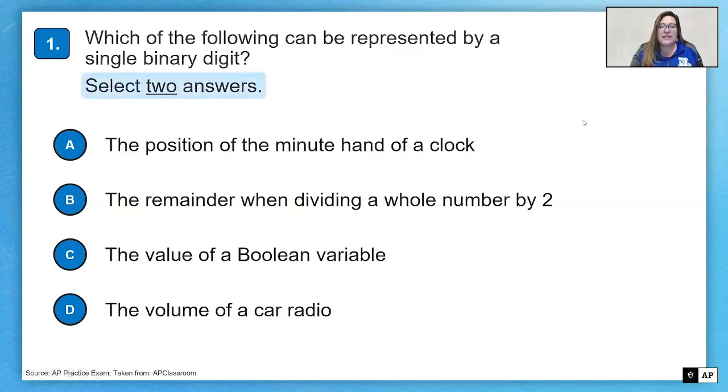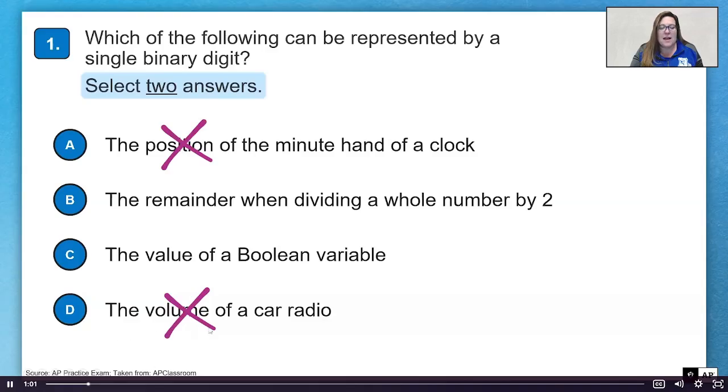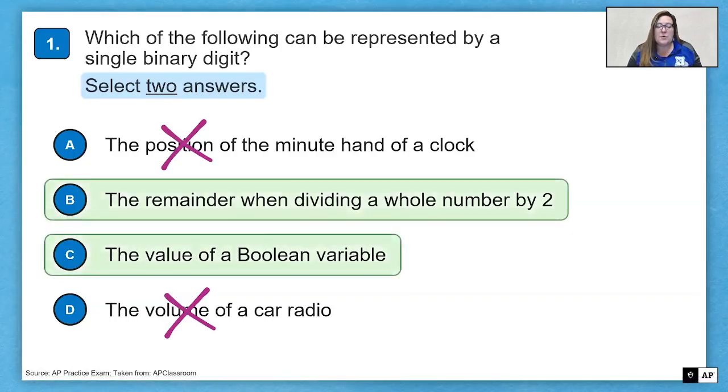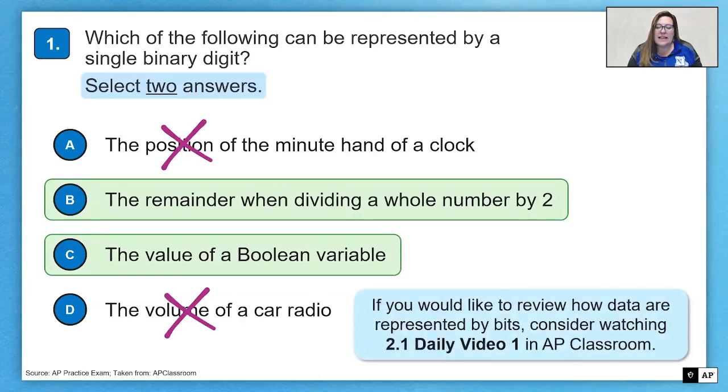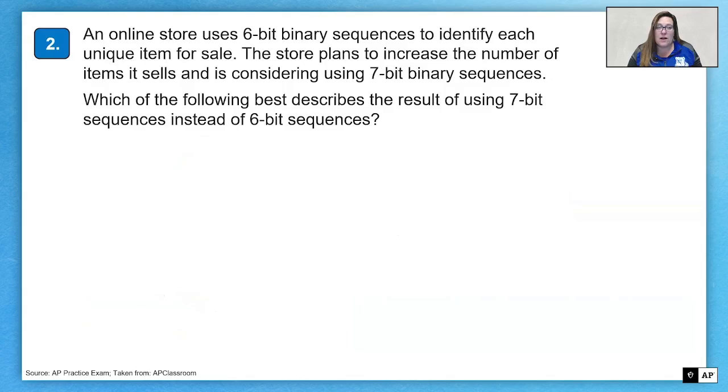So when we do this, even though we're going to select two answers, I have to make sure a binary digit only has two options, so I get rid of A. Dividing a whole number by 2, the remainder is either 0 or 1, so that's okay. The value of a Boolean variable is true or false. That's okay. But the volume of a car radio is not okay because there's many levels. So the two answers are B and C. Look at daily video 1 and section topic 2.1 to look at bits more.